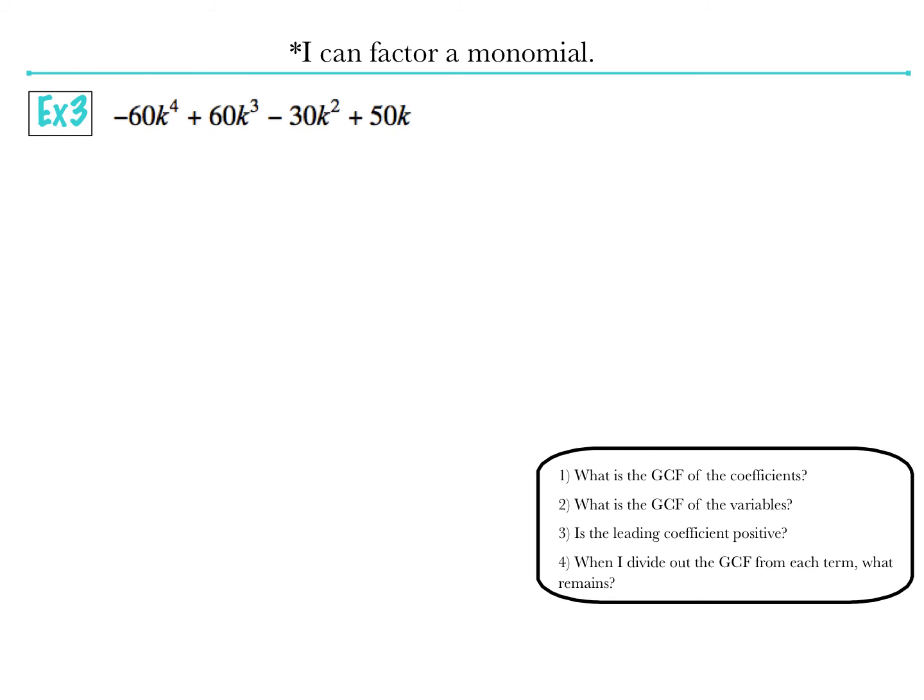All right, so what I'd like you to do is answer the first 3 questions and see if you can determine the GCF of this polynomial. All right, so hopefully you're able to see that 10 is the greatest number that 60, 30, and 50 have in common, and that they all share just 1k, and the leading coefficient is not positive, so the GCF that we're going to take out is negative 10k. So go ahead and pause the video and see if you can continue factoring.